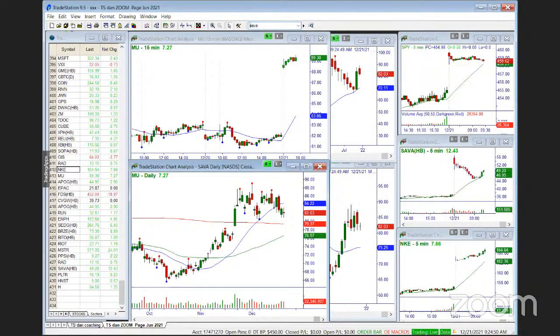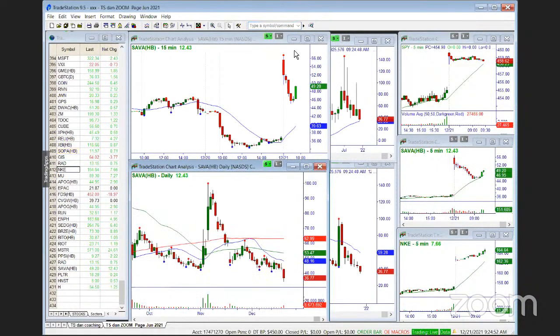Sava here is a bio. I saw it gapping up. I saw it at 56 this morning. It's come in a little bit, but that's a beautiful downside shakeout now. So that's worth watching.